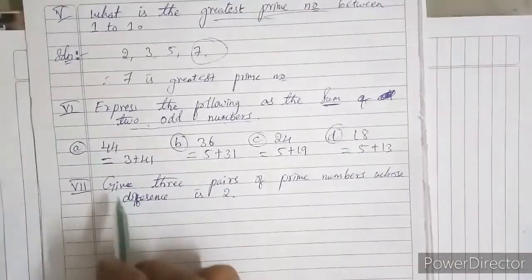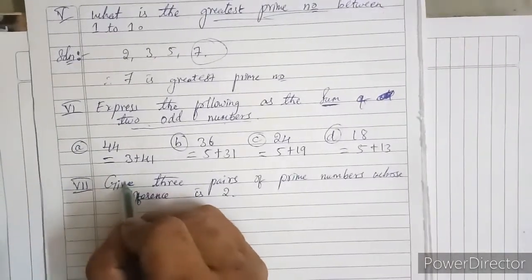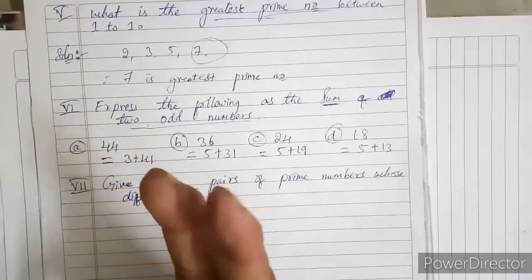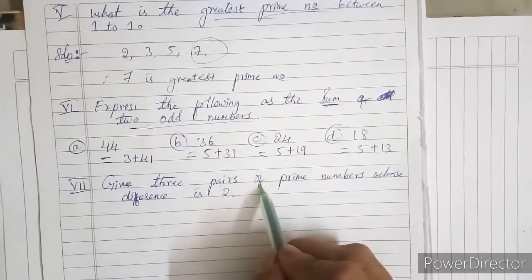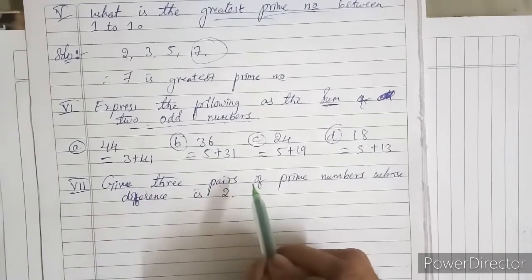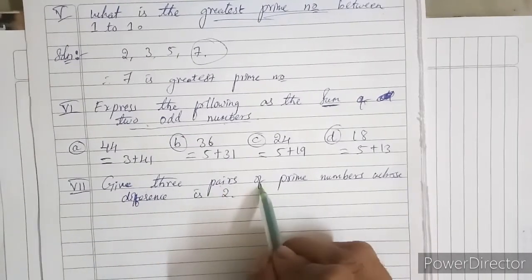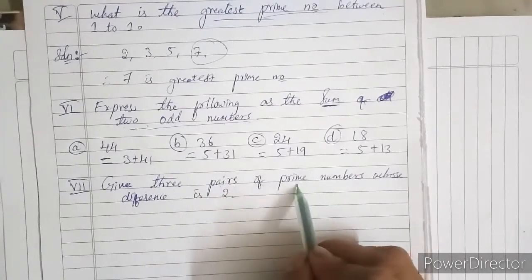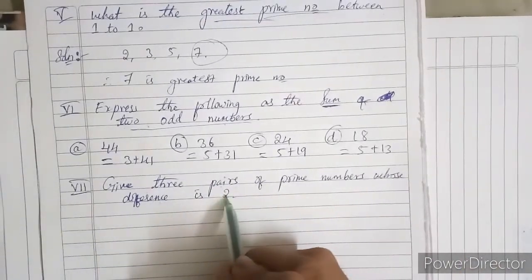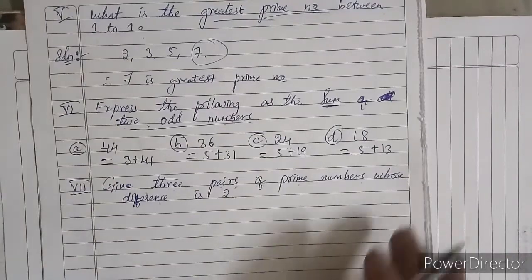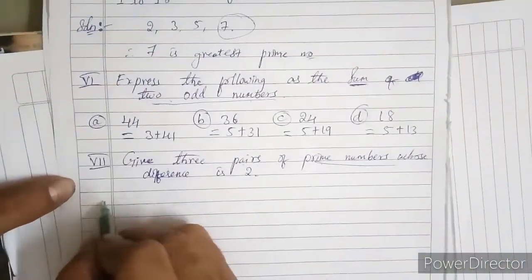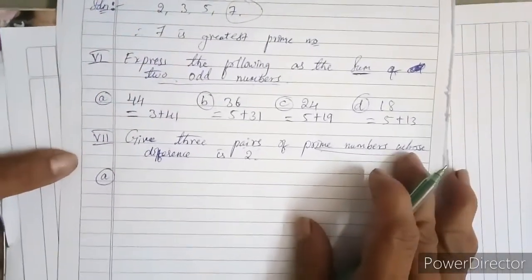And next I am going to explain the next question. So question number 7, try to understand. Give 3 pairs of prime numbers whose difference is 2. Pairs means 2, a couple, like a man and woman are a pair of 2. We have to take prime numbers. First one, A1, I will explain here. Listen.